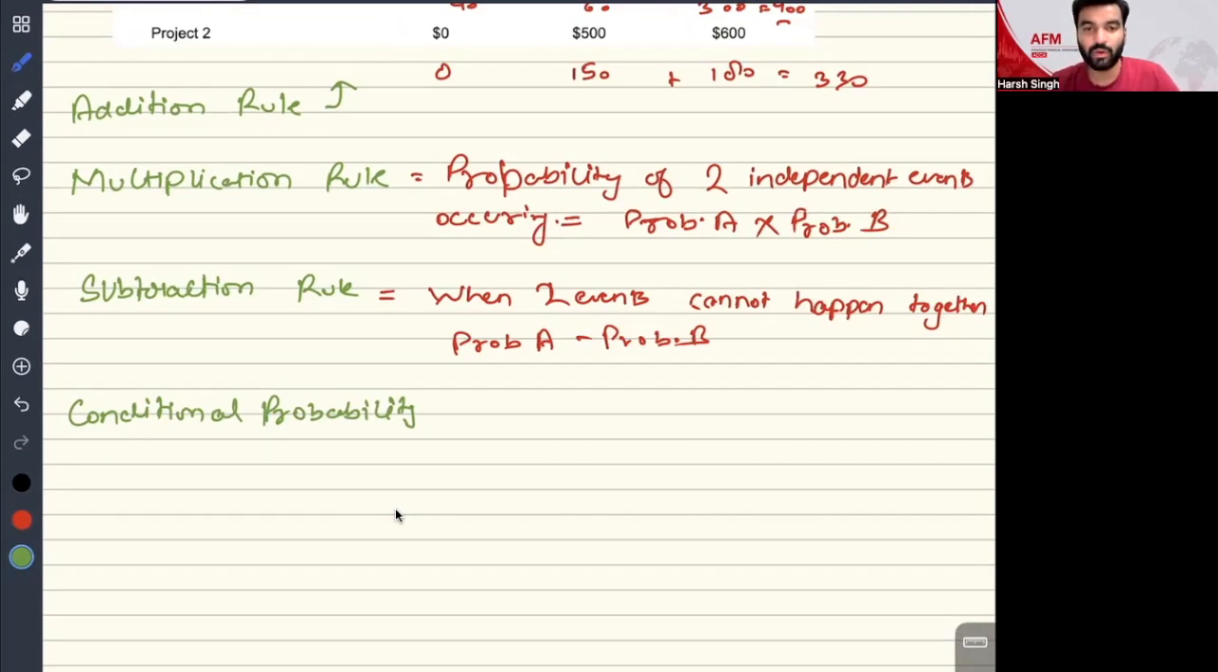Okay. Over here, what we have to do is use multiplication. For example, in conditional probability, let's say B depends upon A. So the probability that both A and B will occur will be equal to the probability of A multiplied by the probability of B given A.